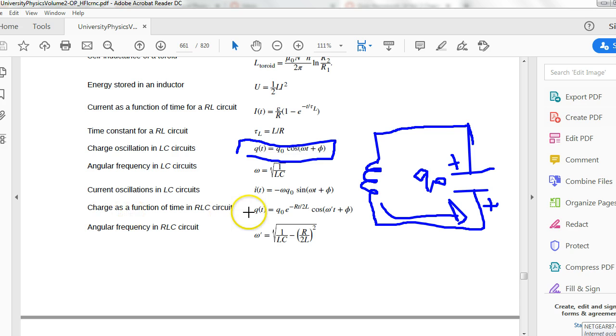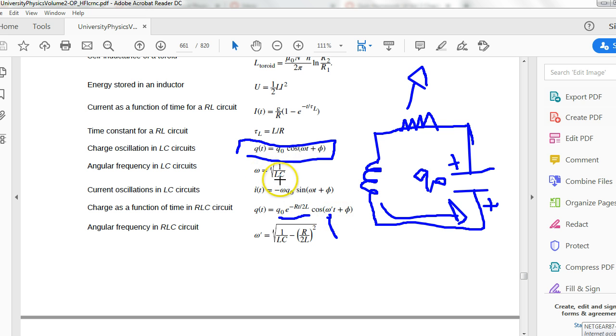And then charge is a function of time in an RLC circuit. Slightly different. All we're doing is sticking a resistor in here, and what's happening is every time it goes through its oscillation, the resistor is bleeding energy off as heat, because remember, resistors convert electrical current to heat. And so you lose energy every single oscillation, and that gives you this exponential decay term in here, minus Rt over 2L.